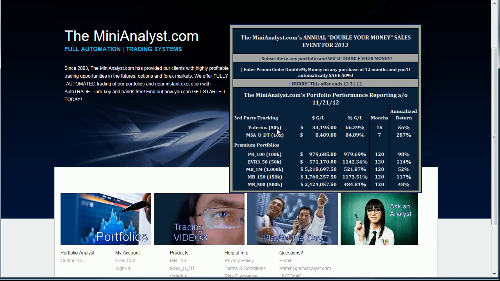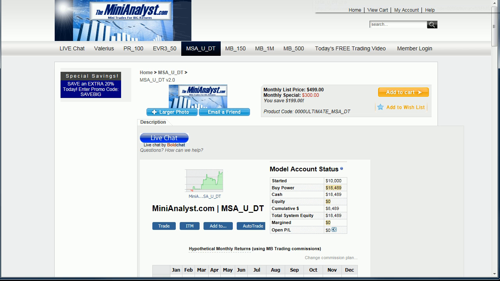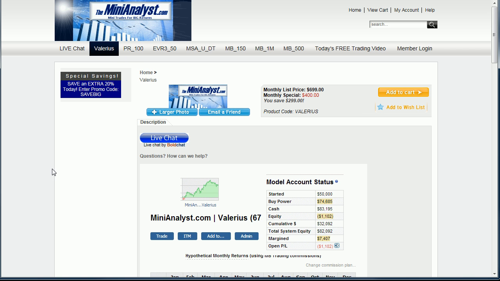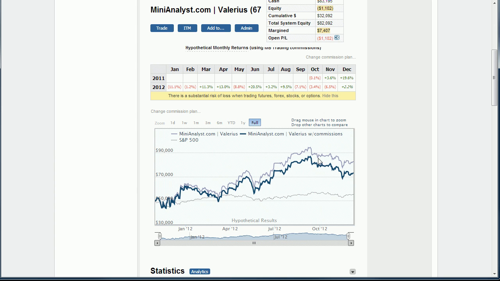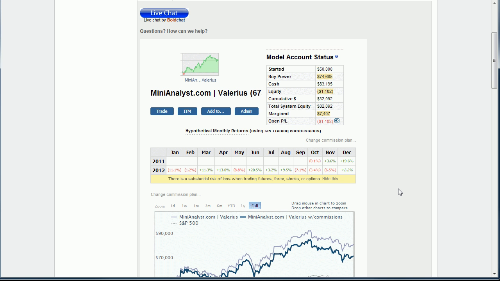56%. Valerius underperforming a little bit, but that's because we have had a particularly nasty drawdown in the portfolio. As you can see right here, there's been a bit of a clip. We got up to almost 100,000, 100% return, and then we've had kind of a drawdown. This is fantastic for prospective clients, because this is the time you want to get involved. You don't want to get involved up here.